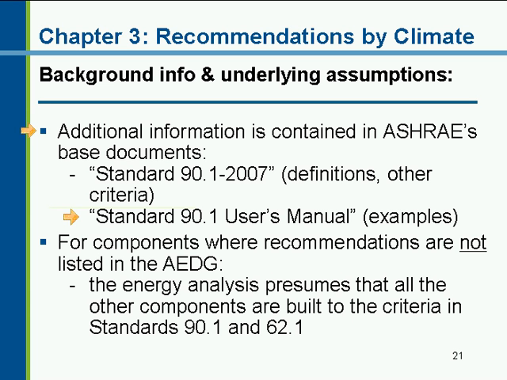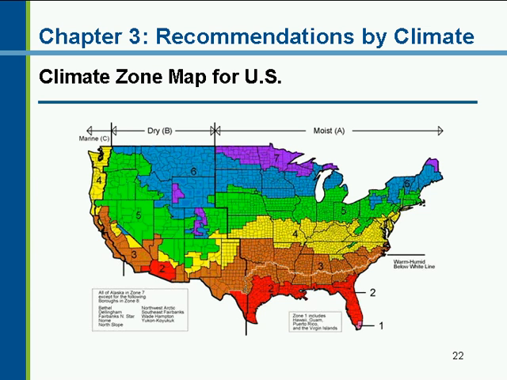And as we go through the AEDGs, again, there will not be criteria listed for every single component in the building envelope. And where there are not recommendations listed, the energy analysis has presumed that all the other components are built to the standards 90.1 and 62.1. So again, if you're working on some aspect of the building and you don't see it covered in the AEDGs, go back to these other documents for reference there. Now let's start to go through the particular requirements here.